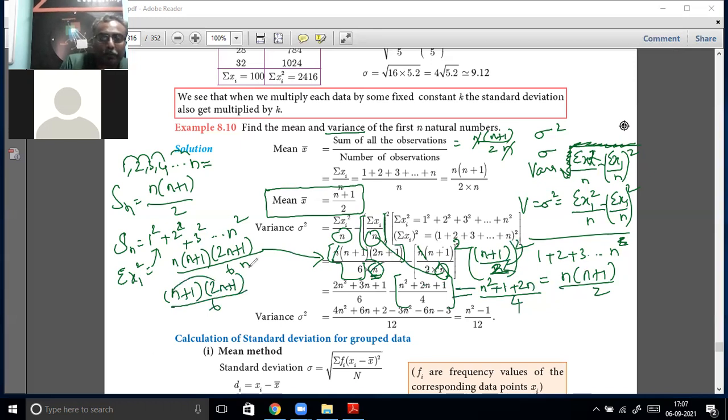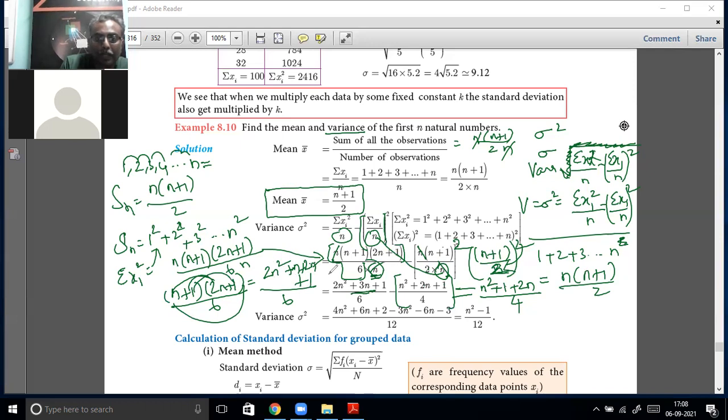Multiply n into 2n. How much are you getting? n into 2n is 2n squared. Multiply n into 1, plus multiply 1 into 2n, plus 1 into 1. Divided by 6. 2n squared plus n plus 2n. 1n plus 2n is equal to 3n. So that is why he has given 3n here.